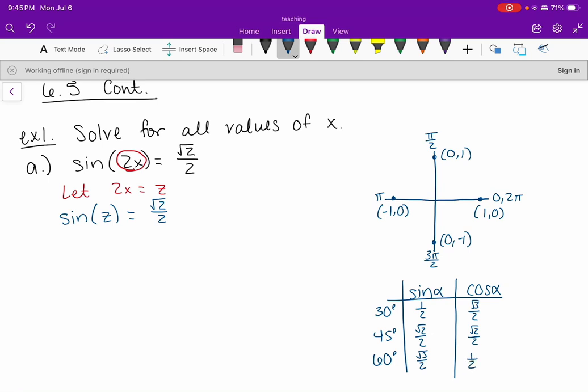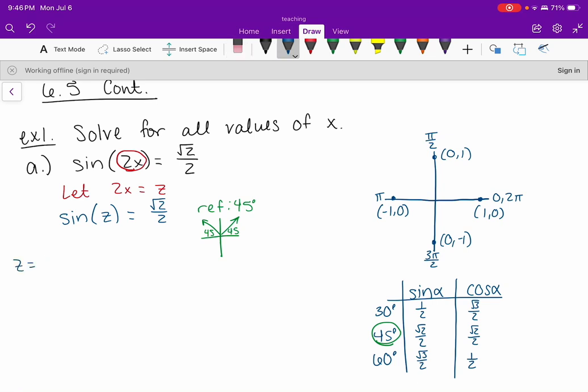Okay. So if I look at this, right now I'm not worried about the 2x, like that's gone for now. We'll come back to that later. Right now I'm just worried about z being in here. So I need to find the angles that z would need to be so that sine equals square root 2 over 2. So I know my reference here would be 45 degrees, and sine is going to be positive in quadrants 1 and 2. So I'm looking for references of 45 degrees in quadrants 1 and 2. Quadrant 1 is just going to be itself, 45 degrees.